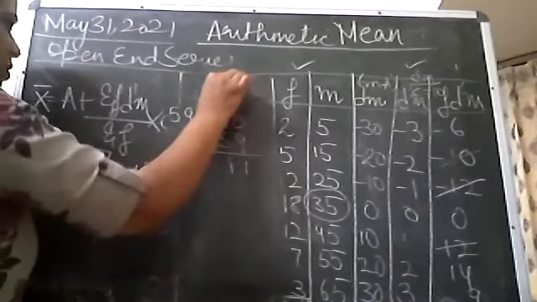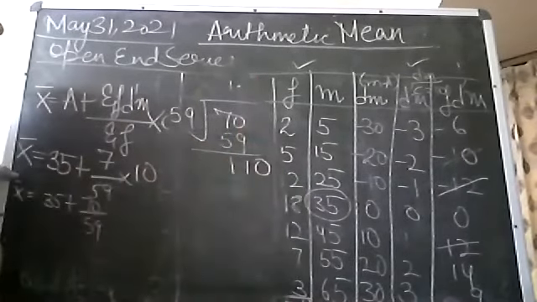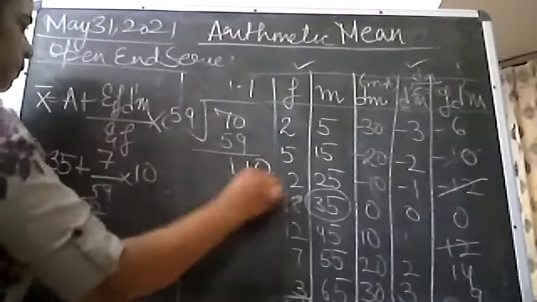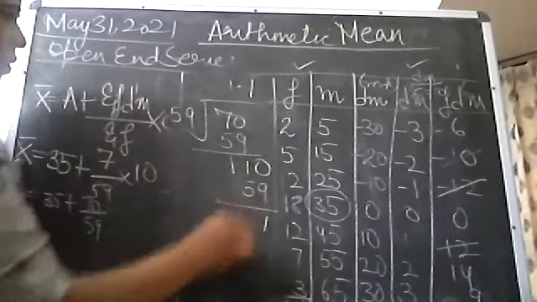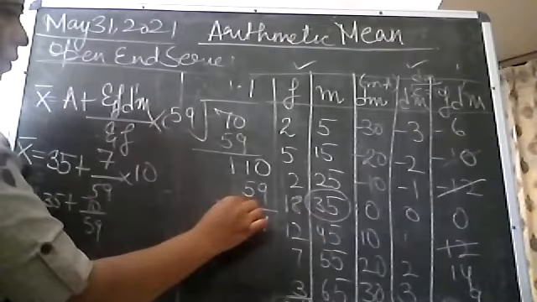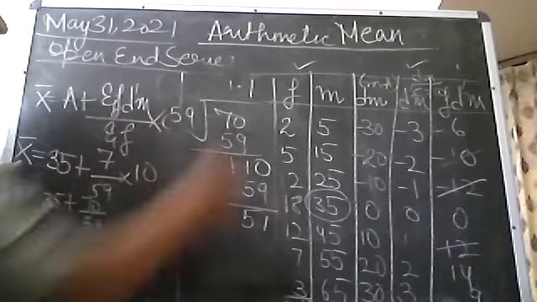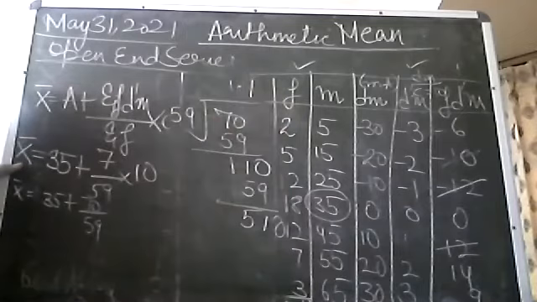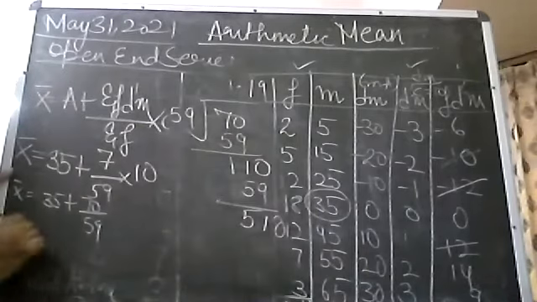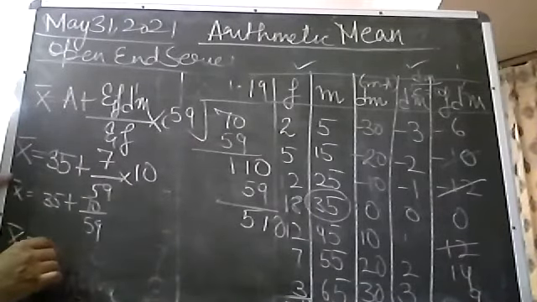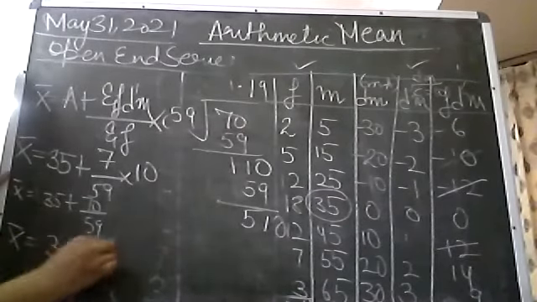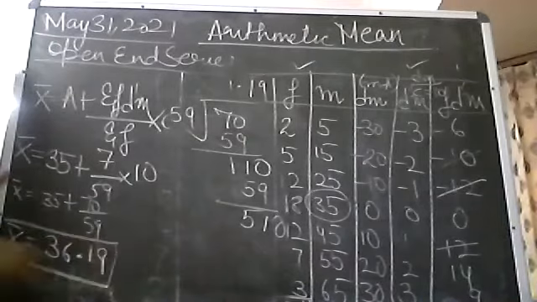So this is 1.19, I guess. 35 plus 1.19, 36.19.